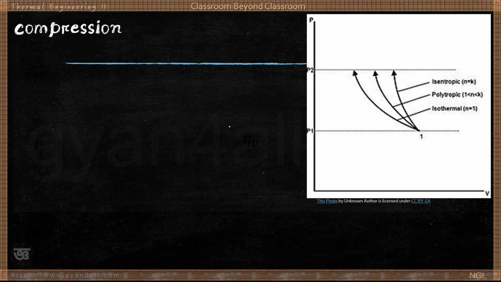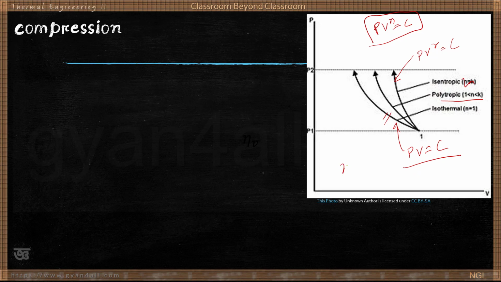Now if we look at these three line processes, this is isentropic, PV to the power gamma equal to C. There are other processes: one is the polytropic process in which PV to the power n equal to C, where n is the polytropic index, and this is the isothermal process in which PV equal to C. Isothermal means PV equal to C. So n equal to 1 for isothermal process, n equal to gamma for isentropic or adiabatic process, and n for polytropic processes.